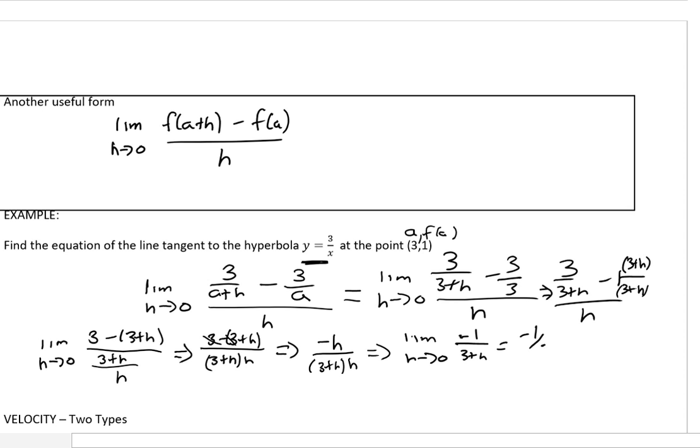Now I just write the equation of my line. Y equals 1 plus negative 1/3 times x minus 3 is the equation of the line tangent to that hyperbola at the point 3, 1.